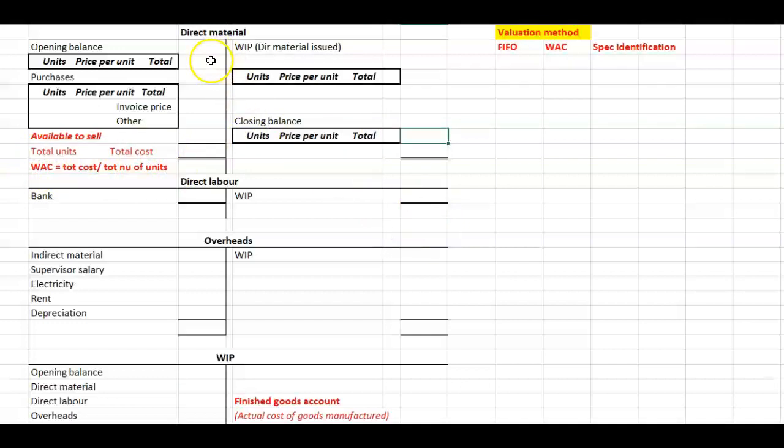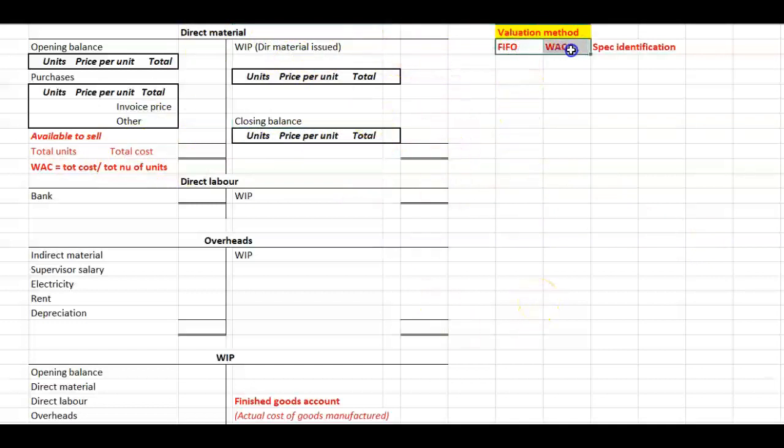Again, if I have worked correctly, my total debits and my total credits are going to balance in my direct material account. I've made two separate independent calculations of work in process and closing inventory, and therefore I can be fairly sure that I didn't make a mistake because this account of mine is balancing.